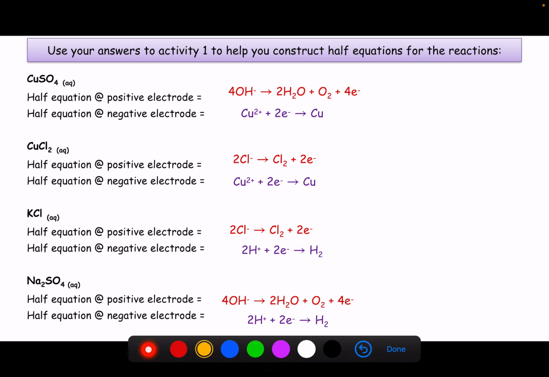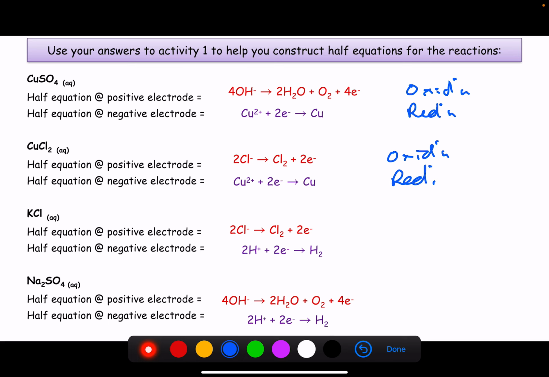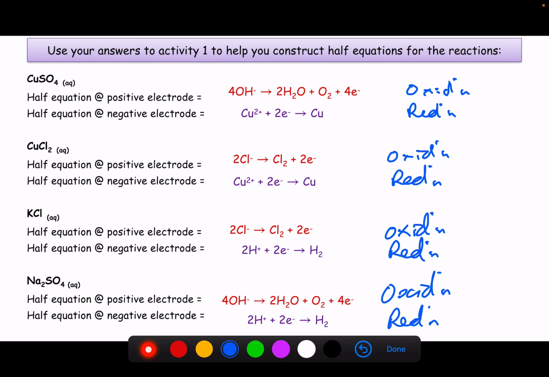And of course we can recognise that up here we have oxidation, and of course the second one is reduction. Oxidation, reduction, oxidation, reduction, oxidation, reduction. We can see that at the positive electrode, oxidation occurs, whereas reduction happens at the negative electrode.